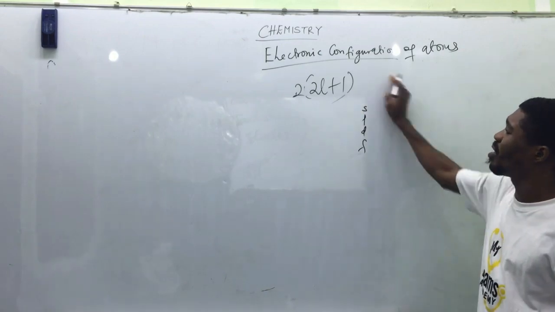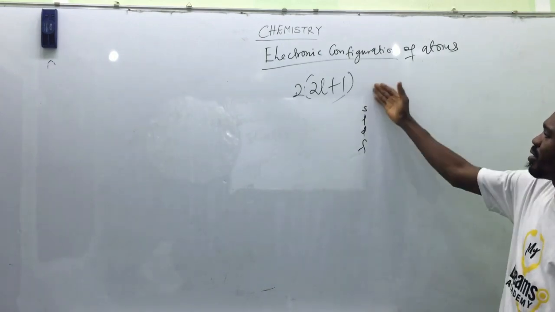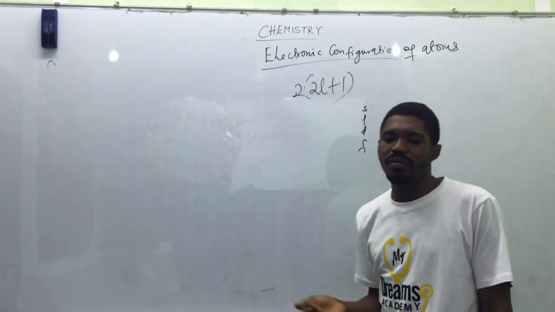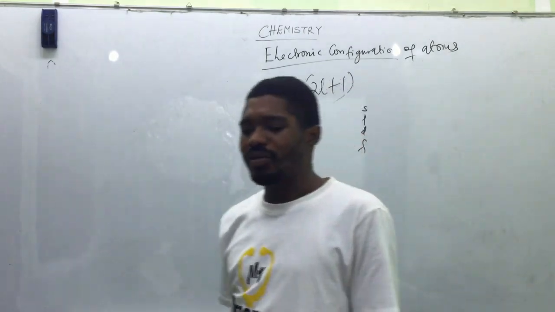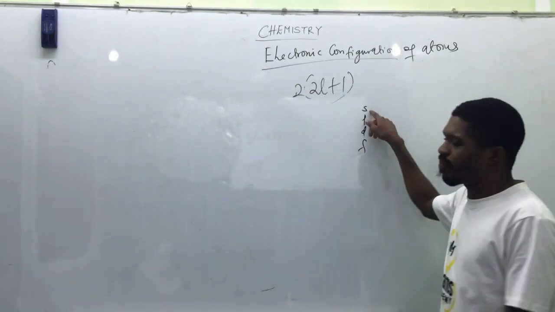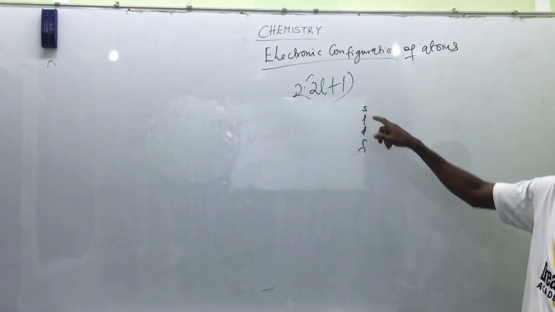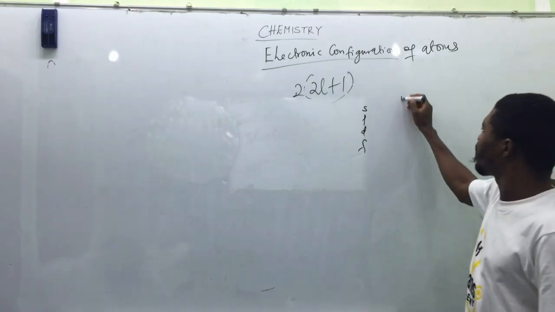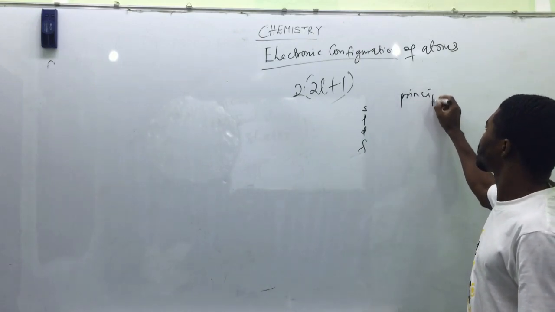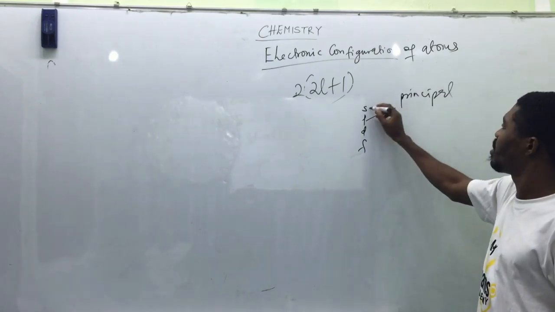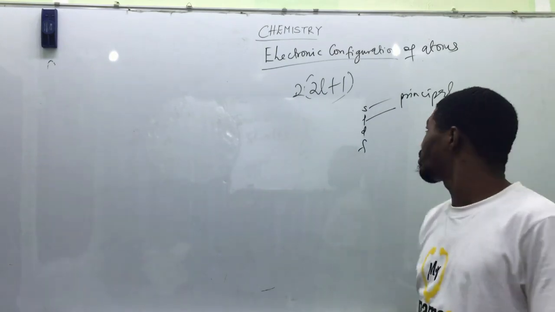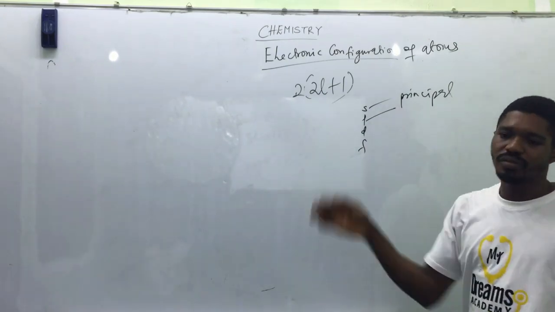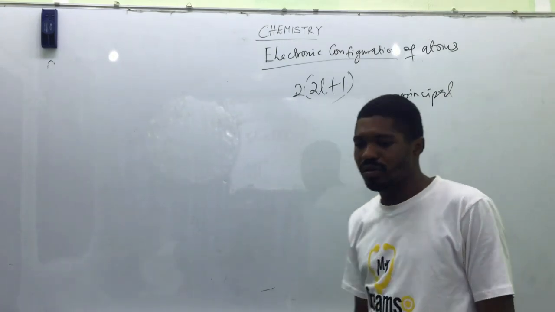Please, you represent them with small letters. All these symbols you see here are derived from spectral terms. The spectral meaning of s is sharp. p is principal. That is the meaning of this p, the spectral notation. d means diffuse, and f is fundamental.